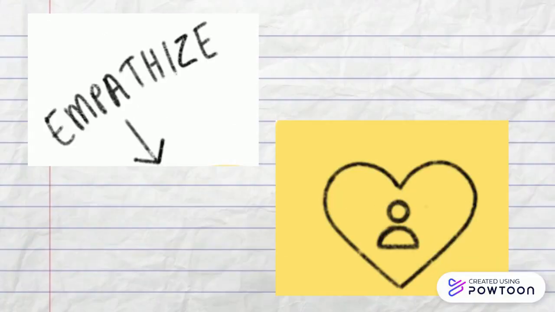The first step of the design thinking process is to empathize. To empathize means to think about how somebody else is feeling. So when we read a book, we're going to empathize with the character, and we're going to think about how would we feel if we were that character in that story.